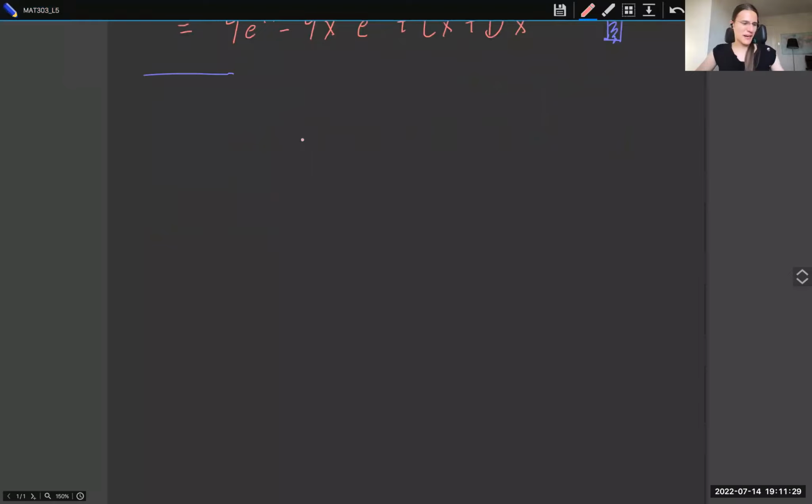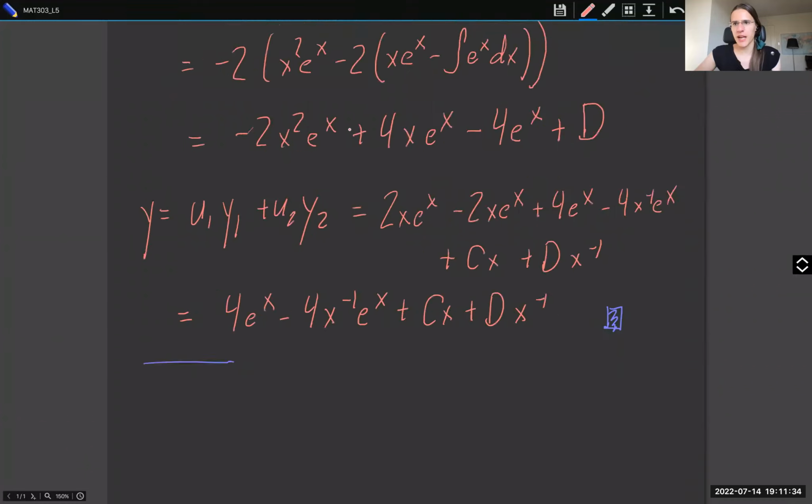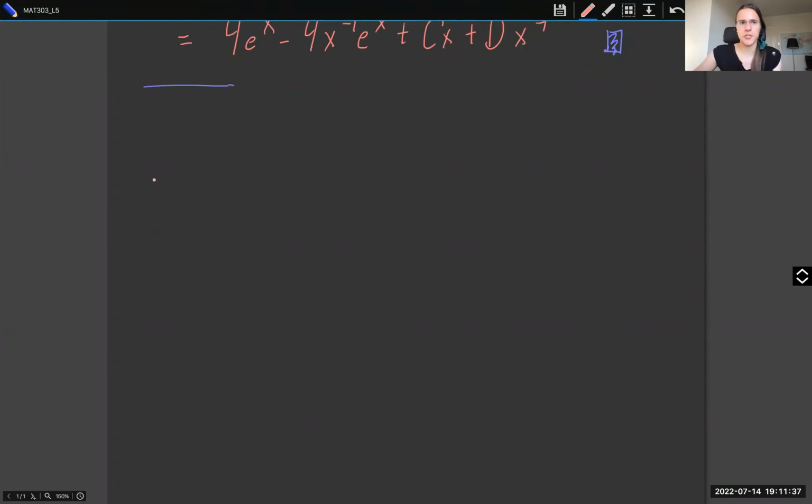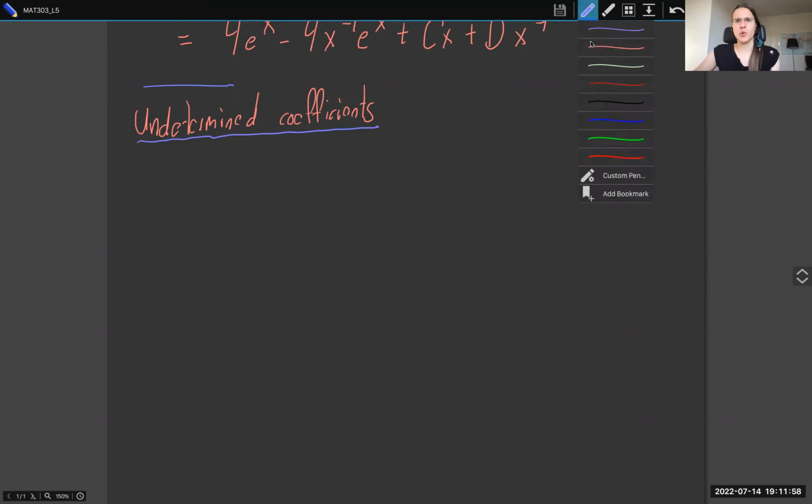So there's another thing that I'm going to talk about now, which is a second method of solving inhomogeneous equations, which is sometimes easier, and it works when the equations are of a special form. And this is called the method of undetermined coefficients. So in this method, we're going to look at constant coefficient linear equations.